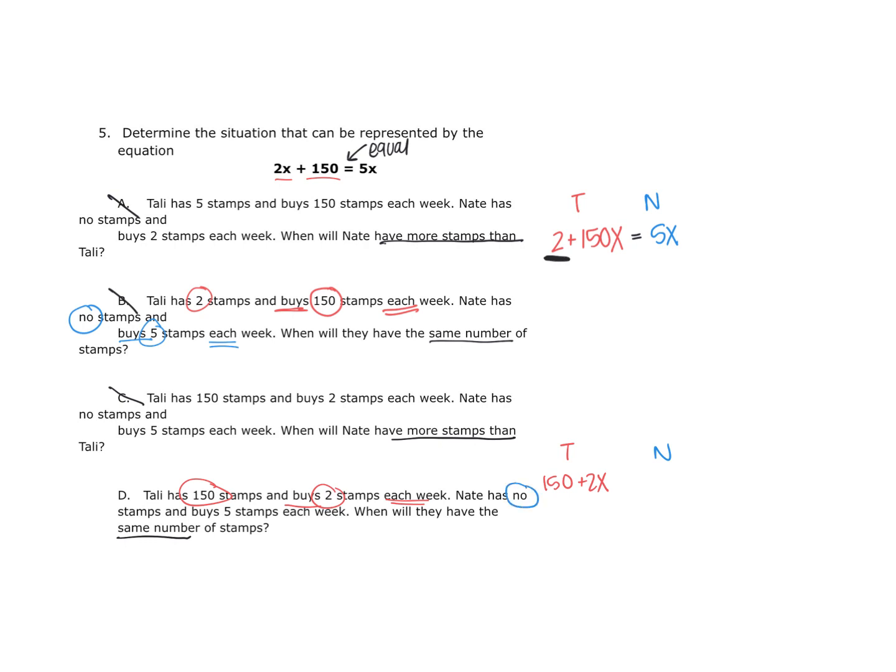Nate has no stamps, so no constant is needed. And he buys 5 each week, so we have 5 times x. We saw that key phrase of same number, so we drop in an equal sign, and this is a match to the equation we're given and our answer.